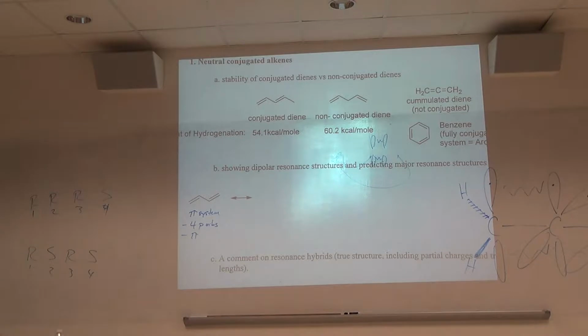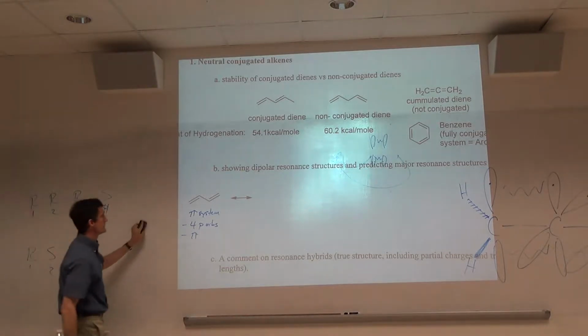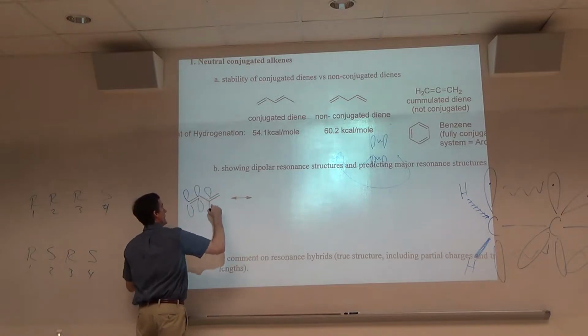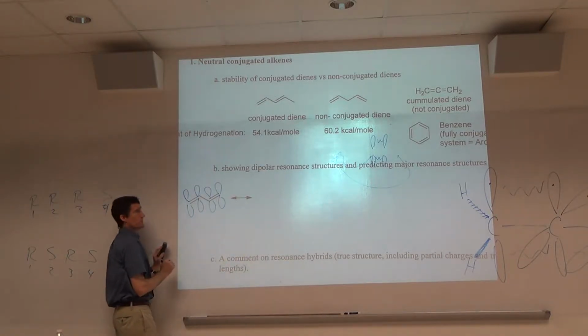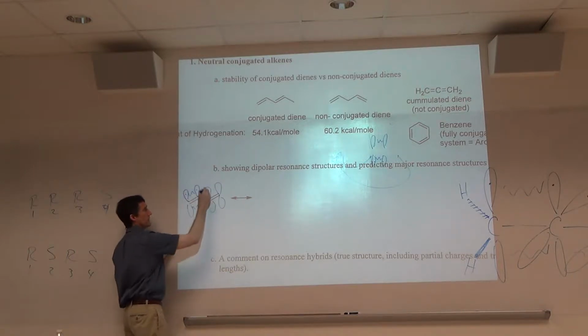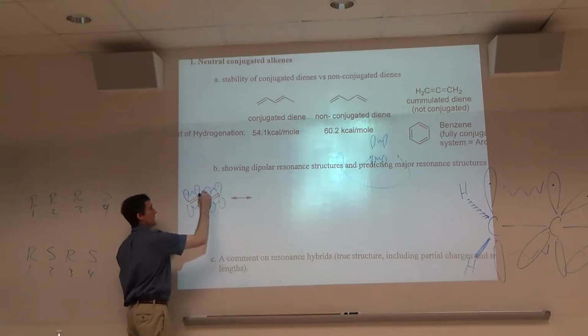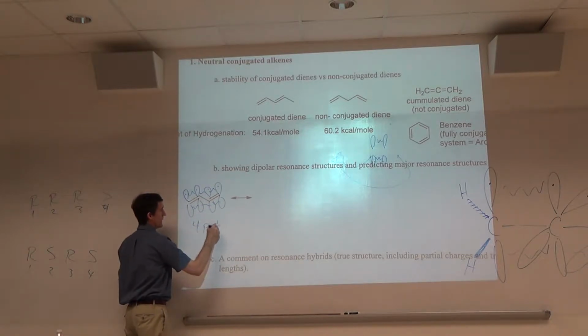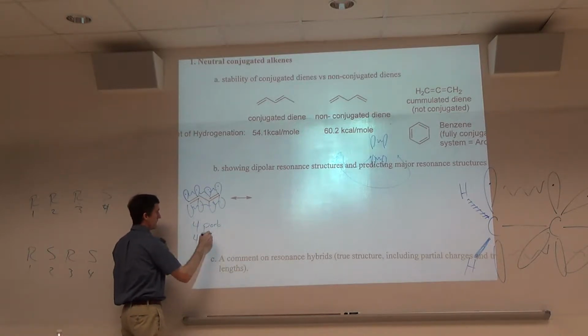I mean, it's the same as... no, it's not 8. We got 4 p orbitals, and the pi bond is made from what? One electron overlapping, right? Okay, there it is. How many p orbitals? 4. How many electrons? 4. Okay.